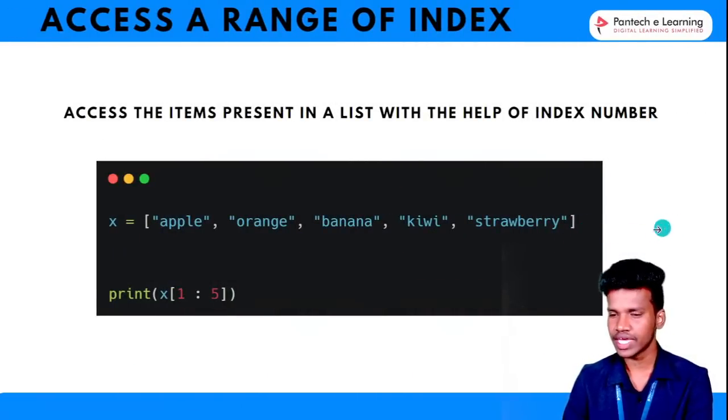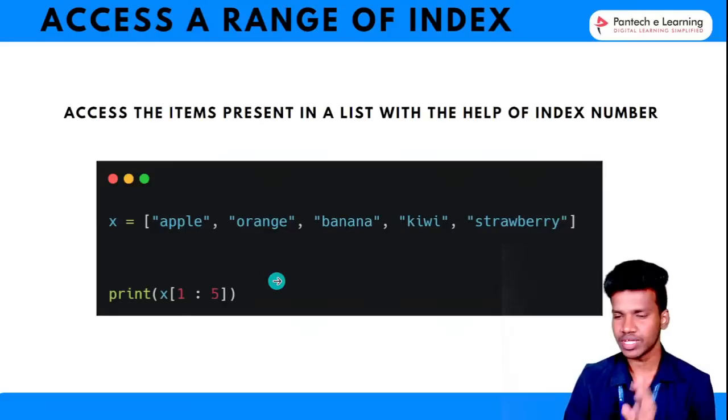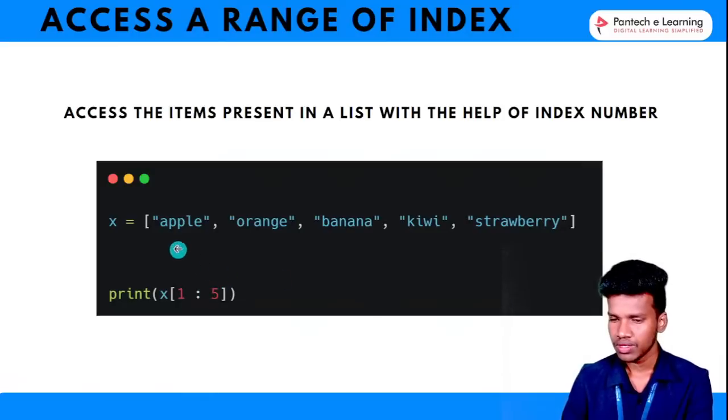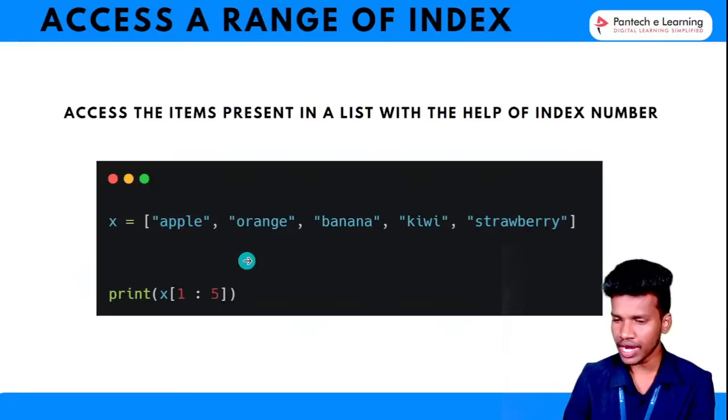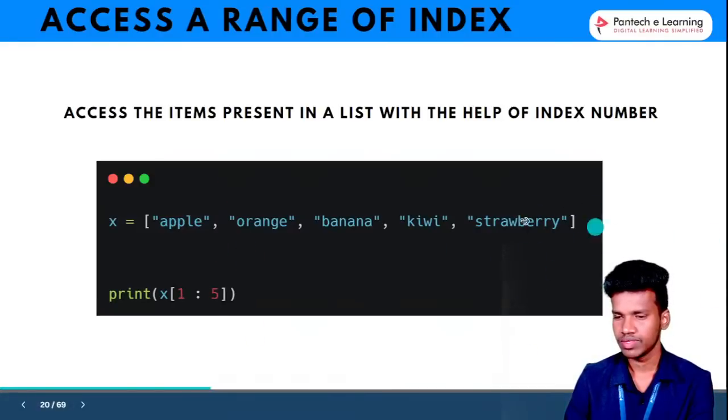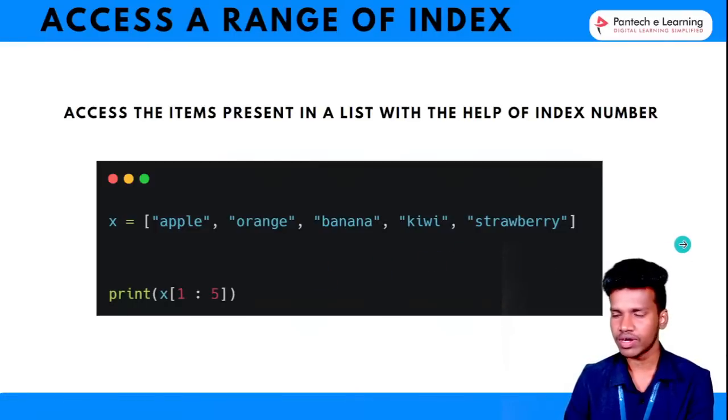So next one, range of index, accessing a range of index. It is also a slicing method. Accessing a range of instances is slicing; we will discuss slicing as well. So apple, orange and banana. Based on the 1:5 index range, starting with orange, ending before strawberry, the orange, banana, kiwi and strawberry, these four fruits will be in our output.